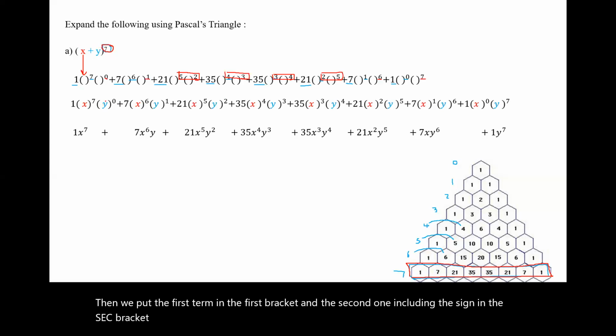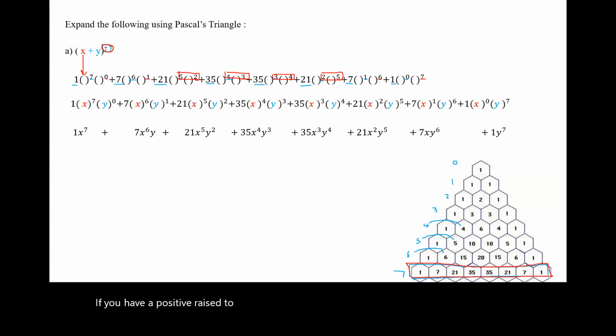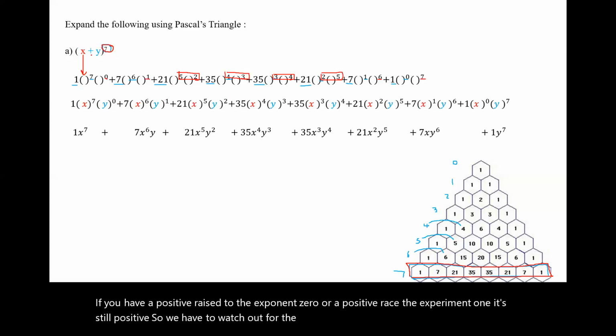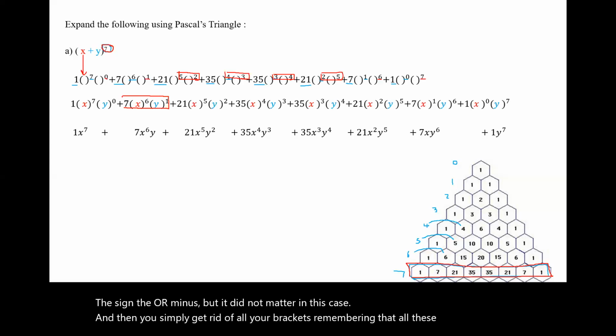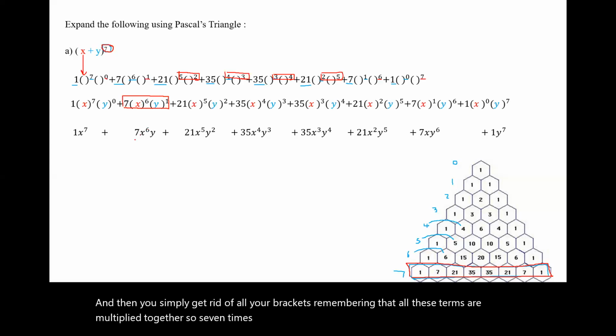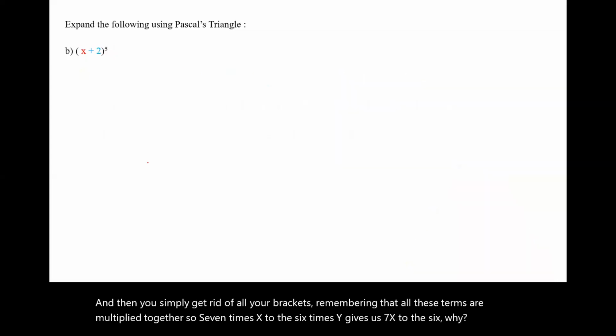If you have a positive raised to the exponent 0 or a positive raised to the exponent 1, it's still positive. So we have to watch out for the sign, the plus or minus, but it did not matter in this case. And then you simply get rid of all your brackets, remembering that all these terms are multiplied together. So 7 times x to the 6 times y gives us 7x to the 6y. Let's try a second example.